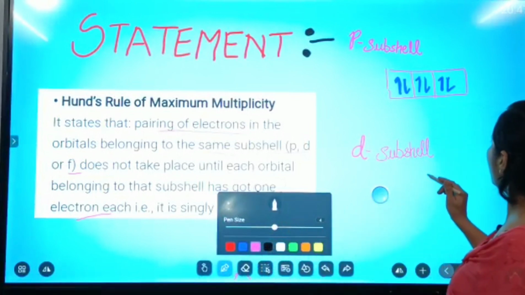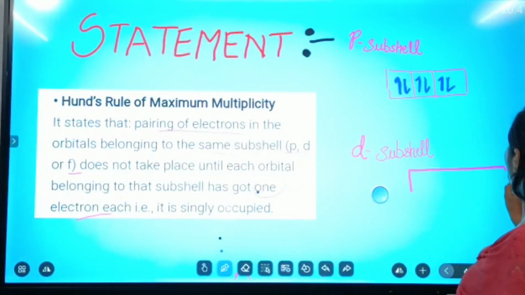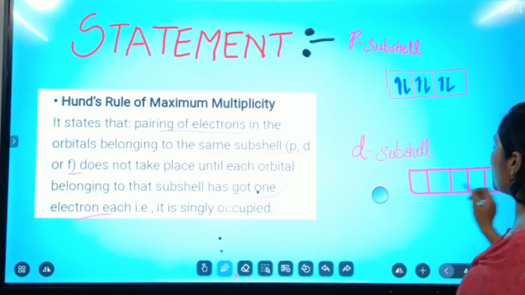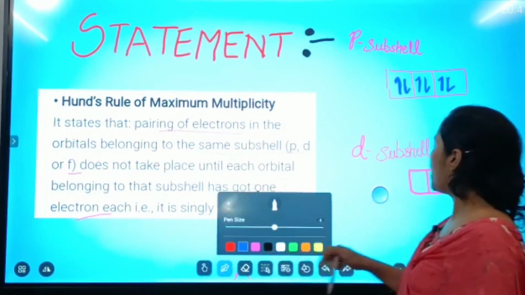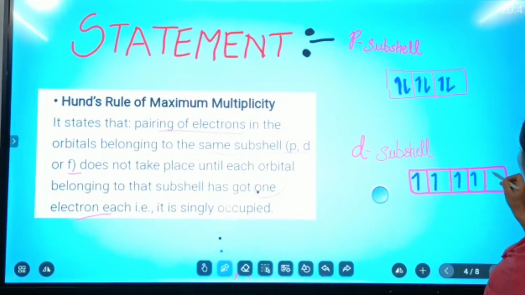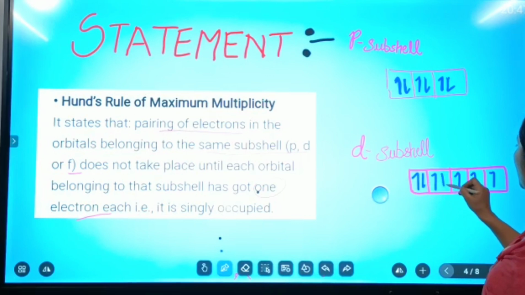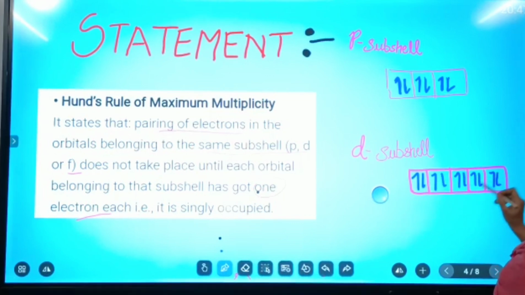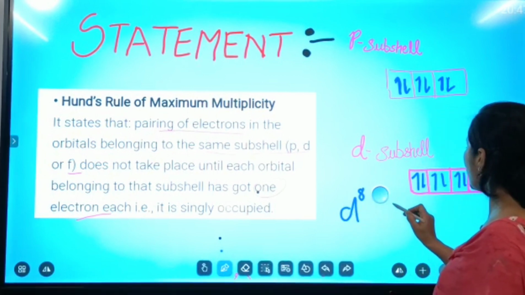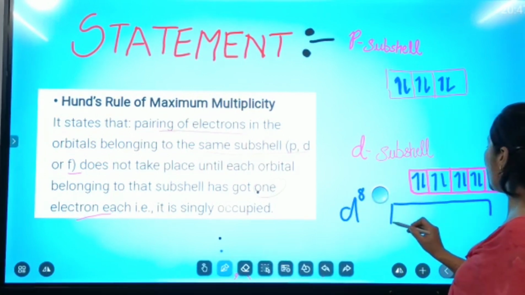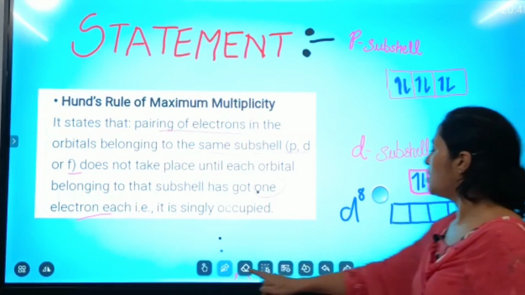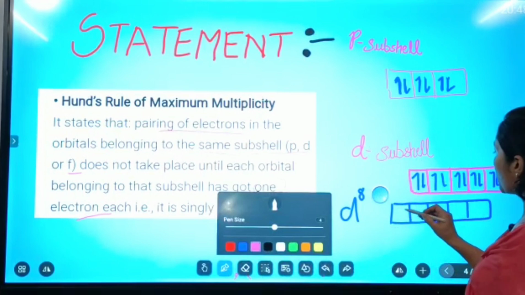Now we will be discussing how to fill the electrons in the d subshell. The d subshell has 5 orbitals, and according to Hund's rule, first the electrons will be filled up singly and only after that they will be paired up. Let's see the case of d8 configuration. In this configuration, there are 2 ways to fill it. One is the wrong way and the other is the correct way. So let's see how we can fill it.